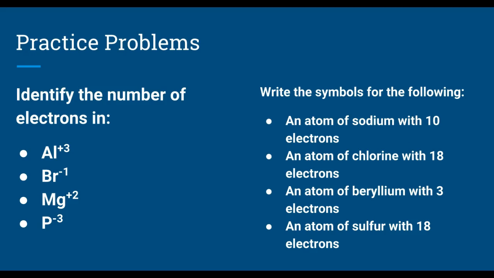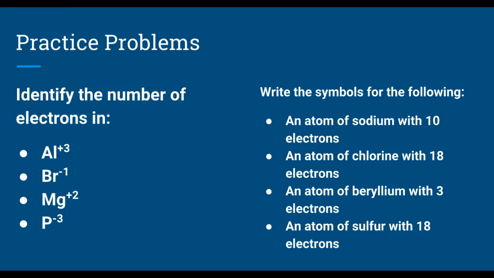Add these practice problems to the practice problems for isotopes. In the first part, I want you to identify the number of electrons in aluminum +3, bromine -1, magnesium +2, and phosphorus -3. Remember, if you have a +1 charge, that means you lost 1 electron. And if you have a -2 charge, it means you gained 2 electrons. So the charge and what happens with the electrons are opposite.